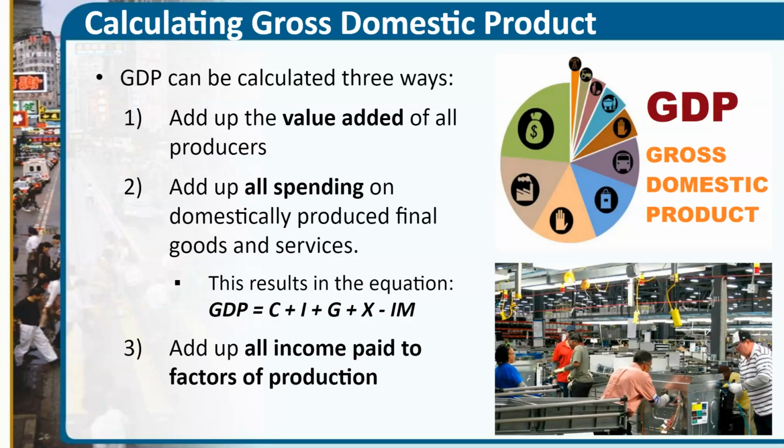We look at the value-added model, we basically add up the value that producers are adding to the product. You may have heard this as a value-added tax. We've heard that quite a bit. And that's one way to look at GDP. We can add up all of the spending, and this is probably the most common one. This is the C+I+G+X minus imports model, or the C+I+G+NX, which is net exports. And that's the most common equation we see to calculate GDP.